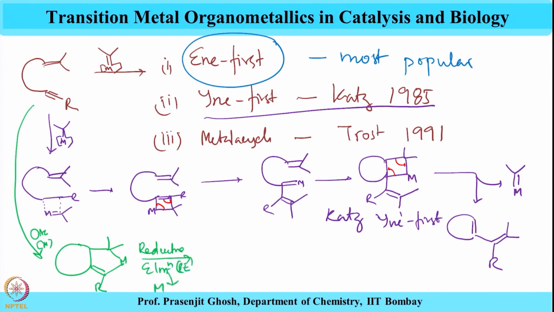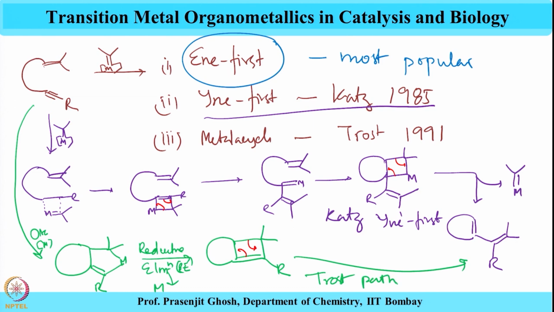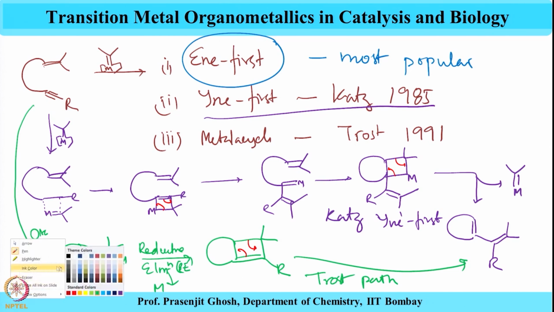and release the metal to give this metallocyclobutane compound that would then undergo rearrangement to give the desired product. So, this is the crossed pathway, apart from the yne-first mechanism which we had discussed earlier.